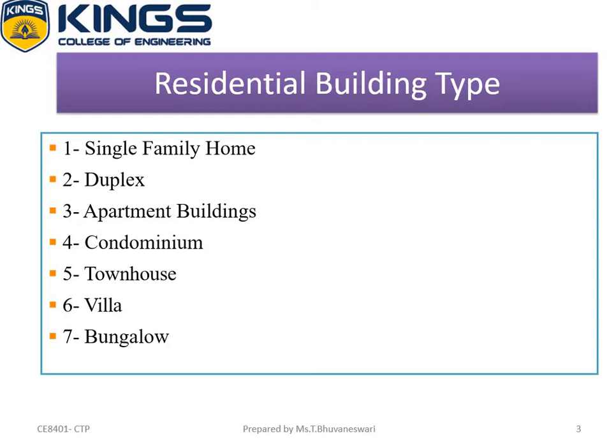Multi-family residential buildings containing more than one dwelling unit are called a duplex, or an apartment building, with numerous units at a single place. Next one is the condominium. It is an apartment that the occupant owns rather than rents.